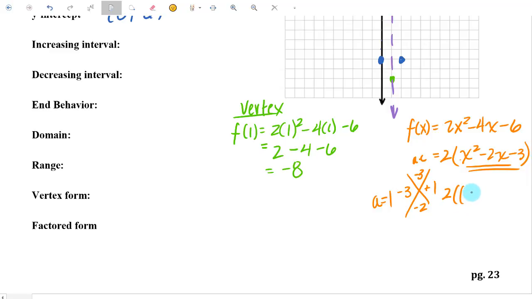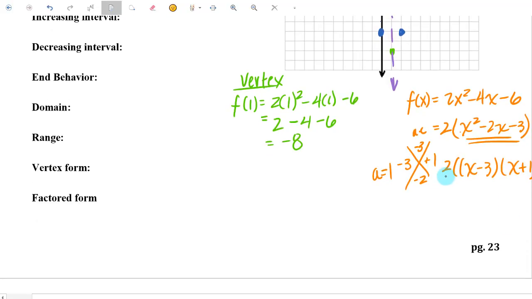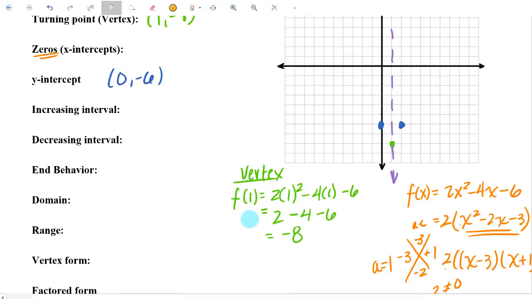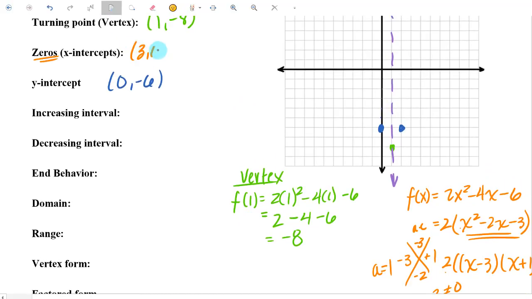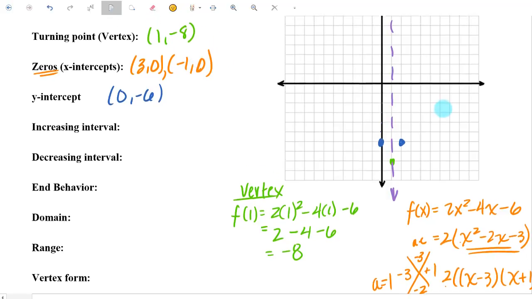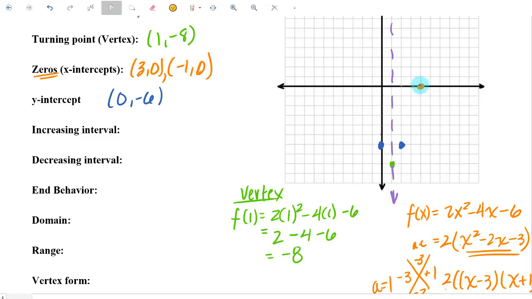So I get to do this. 2 times the quantity of x minus 3 and x plus 1, which means that this is going to not be true because 2 does not equal 0, so that one's not a possible solution. But I can take the next 2, x minus 3, and set it equal to 0, and I can take x plus 1 and set it equal to 0, and find out that my x-coordinates are going to be 3 and negative 1. So let's write those as points. So we're going to have the point 3 and 0 and negative 1 and 0. So let's mark those down. 1, 2, 3, and negative 1 and 0. Double check our symmetry. It's 1, 2 away.